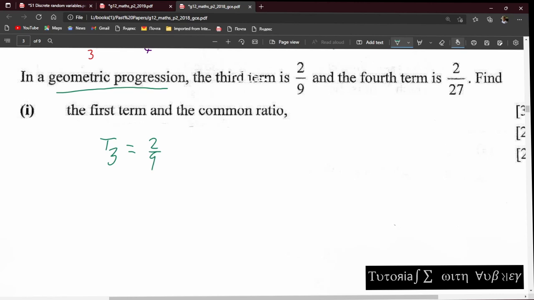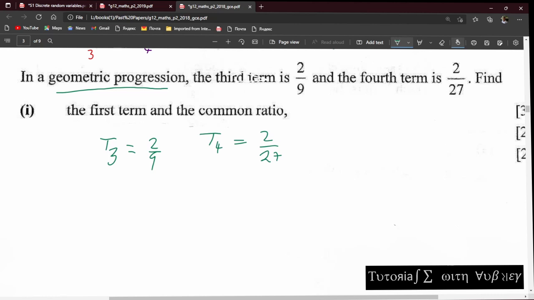And the fourth term, which is T4, is equal to 2 over 27. Find the first term and the common ratio.